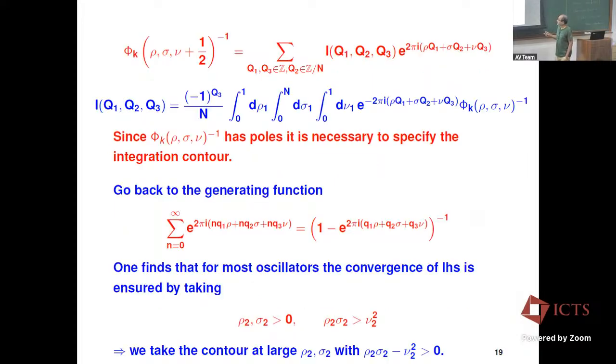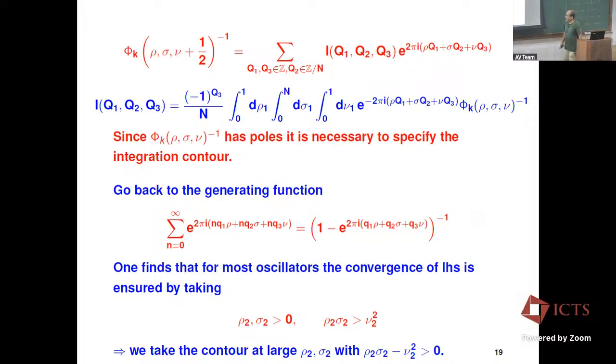So here is the expression again. What we do is invert this and write the I as a Fourier integral, because this is a Fourier expansion. Here you can also see the lattice in which q1, q2, and q3 belong: q1 and q3 are integers, q2 is an integer divided by n. So you can invert this and write I as an integral over the real parts. But this has poles, so you have to specify the integration contour. How do you decide which integration contour to choose to carry out this integral?